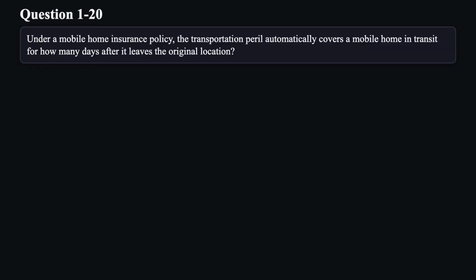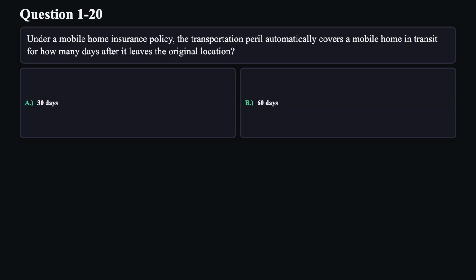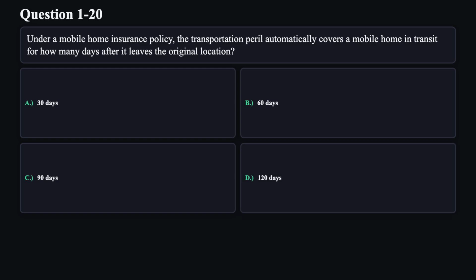Question 20. Under a mobile home insurance policy, the transportation peril automatically covers a mobile home in transit for how many days after it leaves the original location? A. 30 days. B. 60 days. C. 90 days. D. 120 days.